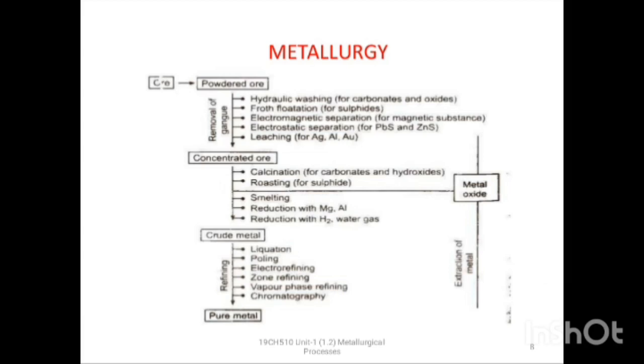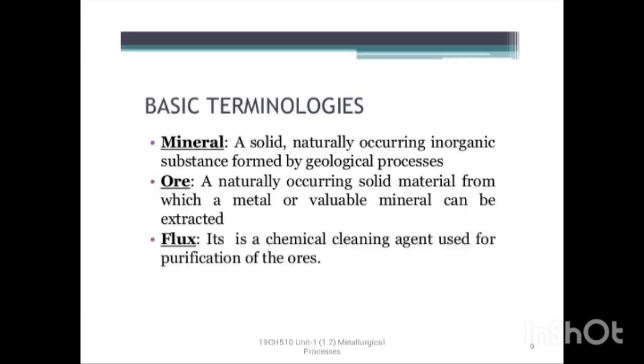After the ore concentration, the concentrated ore can be converted into a crude metal by five different processes. After getting the crude metal, we can get the pure metal from it. The process is called refining or extra purification, by which we can get a pure metal from the impure metal. Today in this video we are going to see only the ore concentration processes.